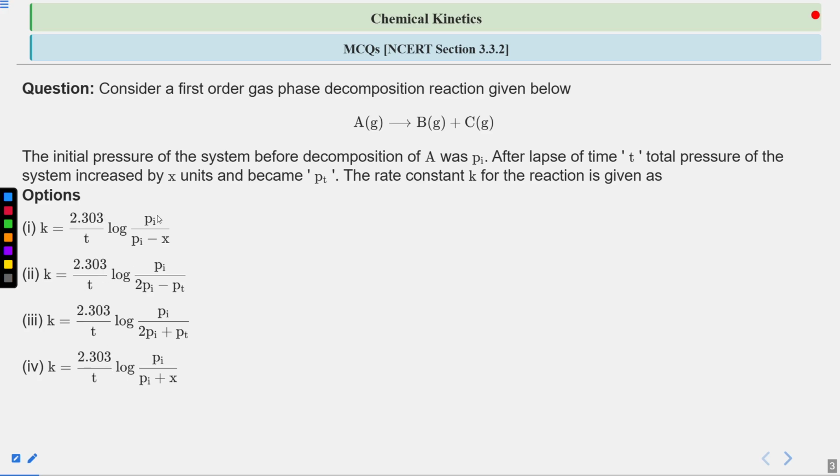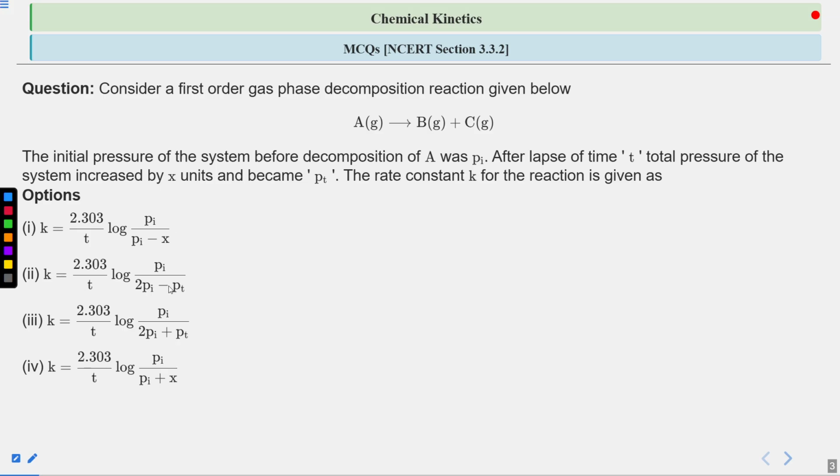The options given for this question are: K is equal to 2.303 divided by t log Pi upon Pi minus x. K is equal to 2.303 divided by t log Pi upon 2Pi minus Pt. K is equal to 2.303 by t log Pi upon 2Pi plus Pt, or K is equal to 2.303 divided by t log Pi upon Pi plus x.